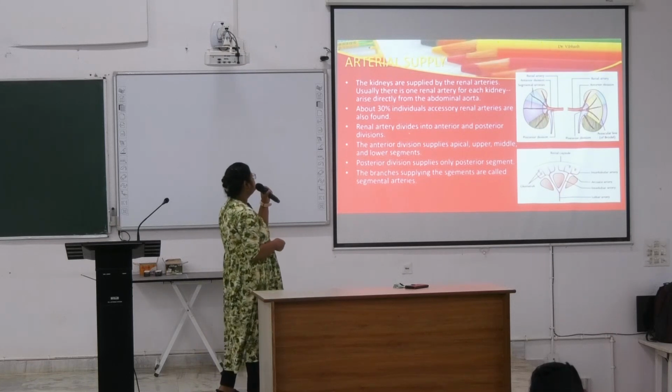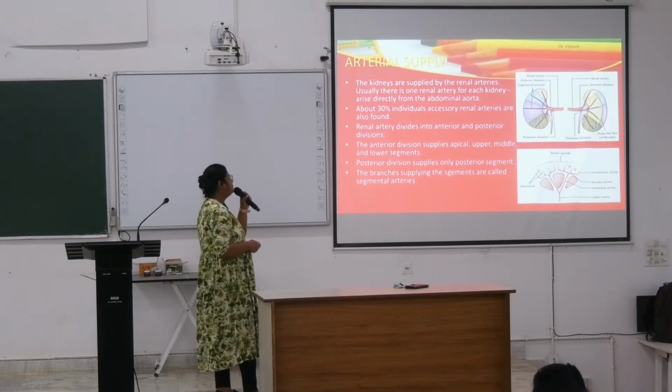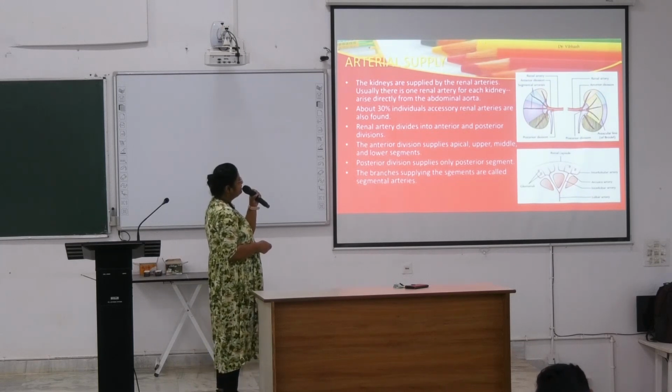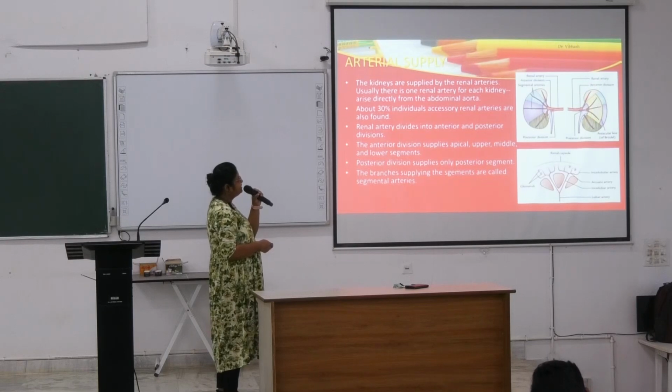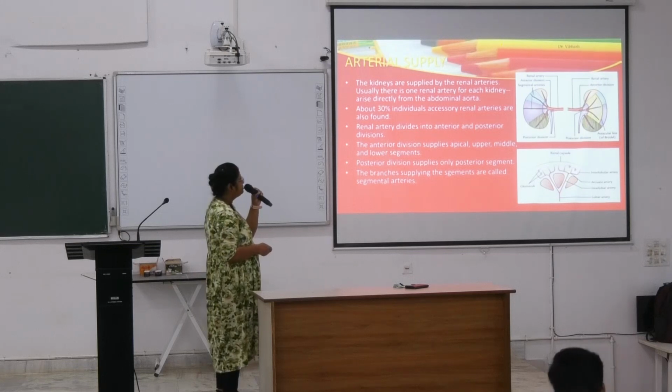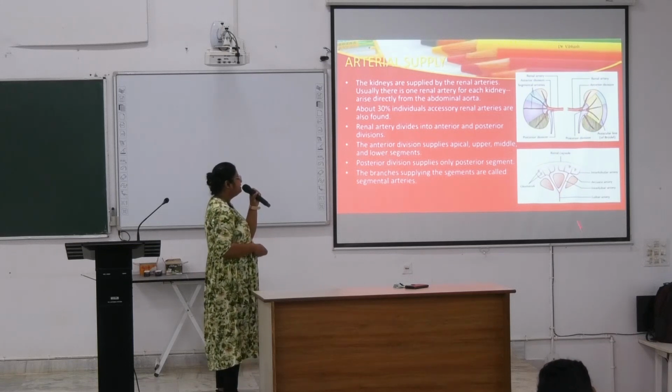And the renal artery then divides into anterior and posterior divisions. See here, this is the anterior view, and here is the posterior view. So this is the anterior division. Here you can see the posterior division. Okay, these are the different segments: apical, upper, middle, and lower. These four segments you can see from the anterior aspect of the kidney, and only one segment, the posterior segment, can be viewed from the posterior aspect of the kidney. So total 5 segments.